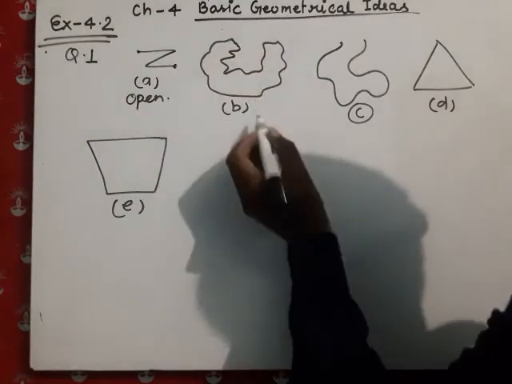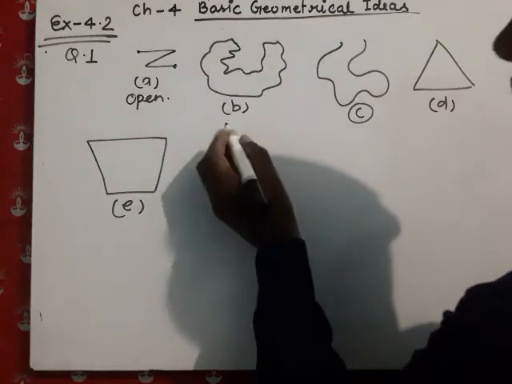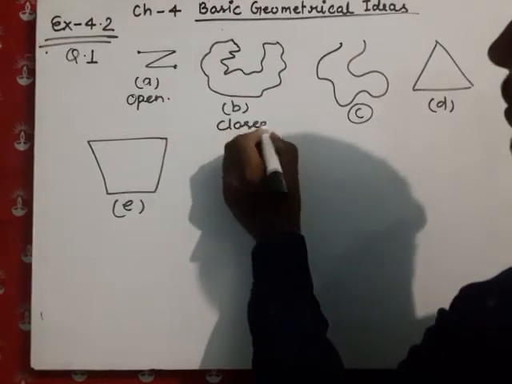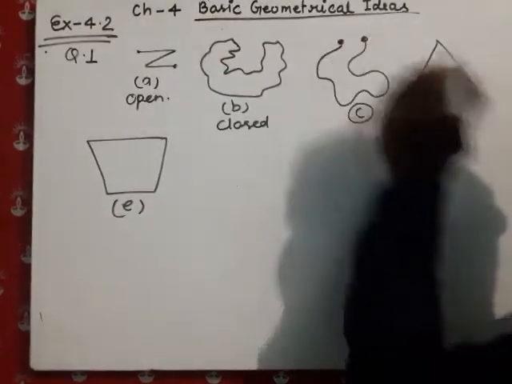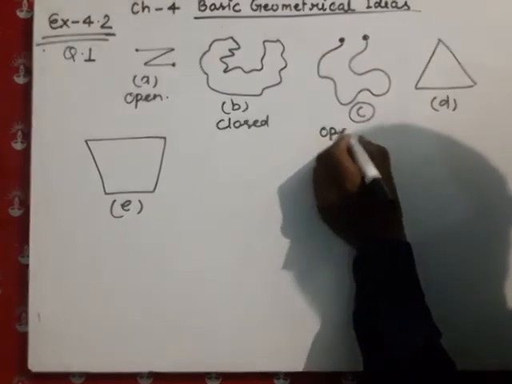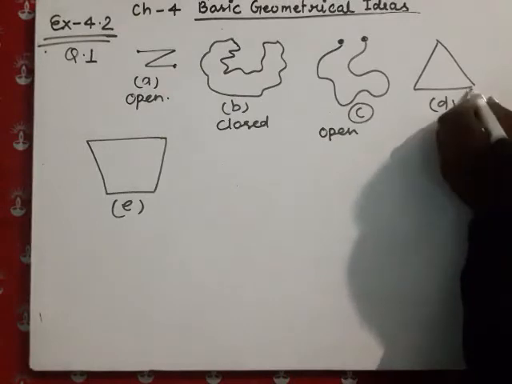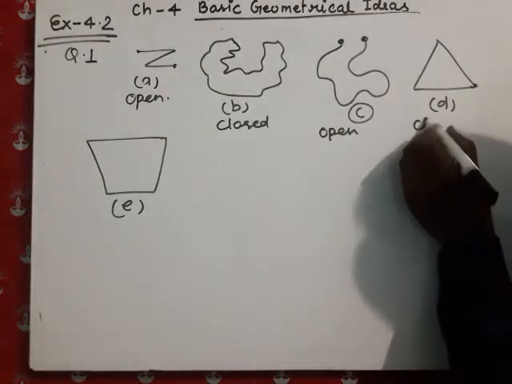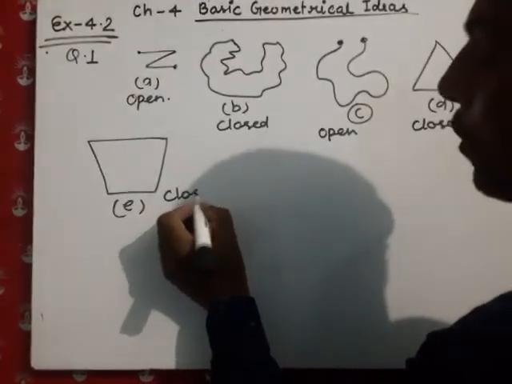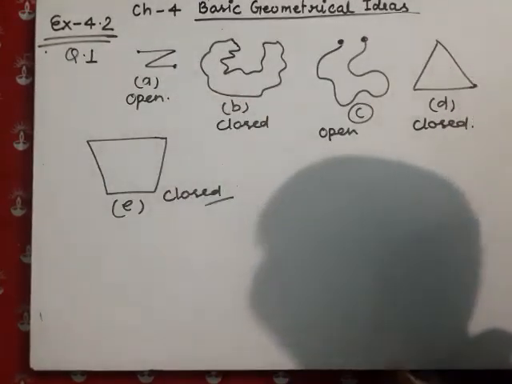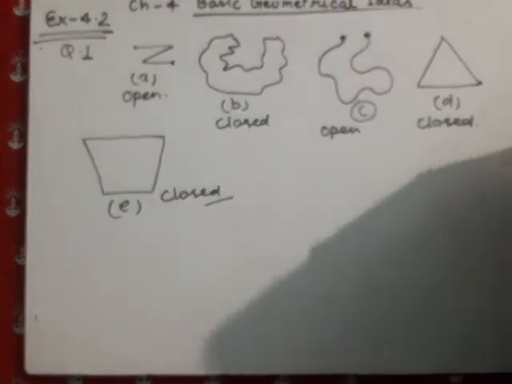Now in the second one no endpoints are given, so this is closed. Now going to the C part. Here both the endpoints are not joined, so it is an open curve. Now here all points are joined, so it is a closed curve. Now here it is also closed. So question number 1 has been completed.